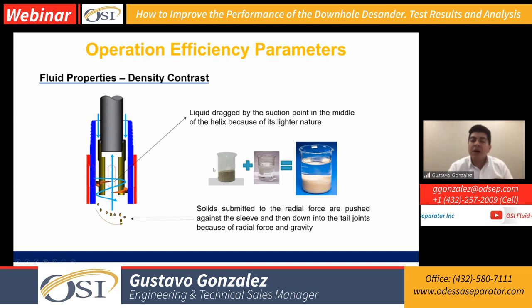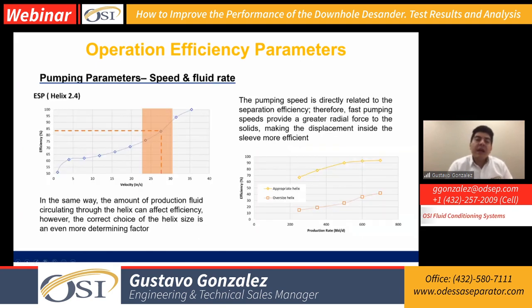Our point with the viscosity was that every time I change the centipoise or the viscosity of the liquid that I'm lifting, it's going to trap more sand and start decreasing my efficiency, based on the helix or the ranges that I'm using. In this case, we're going to see the pumping parameters, or the speed that we have in the system, whether it's operating on an ESP or a rod pump. This is a good correlation that we saw before. So the speed is going to give me an efficiency point.